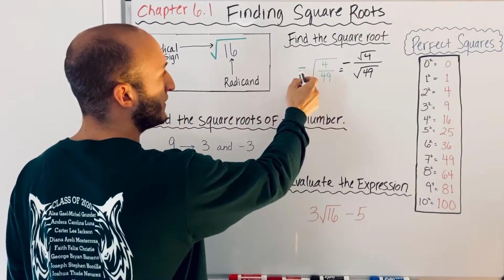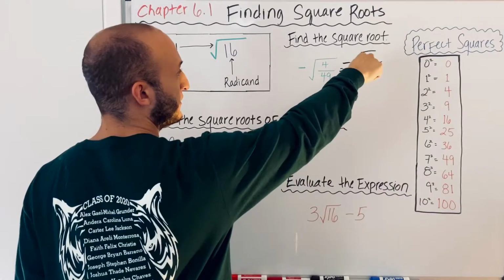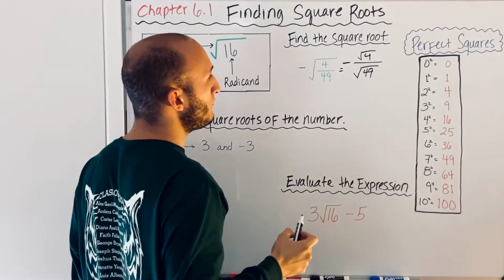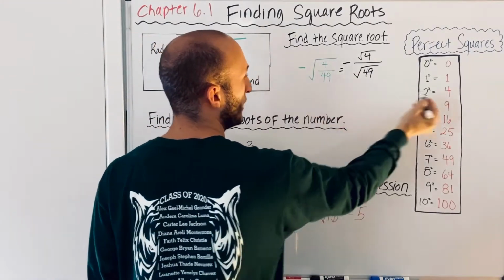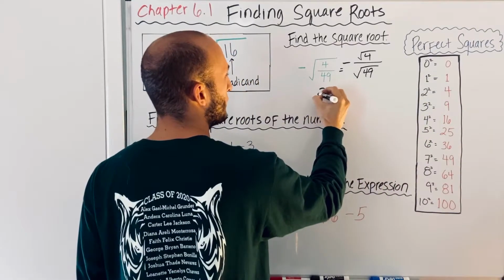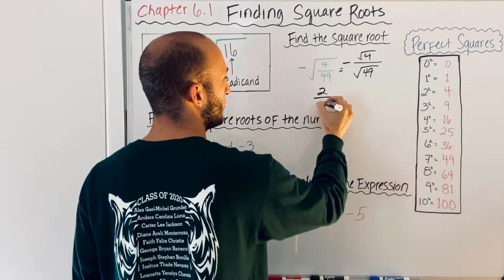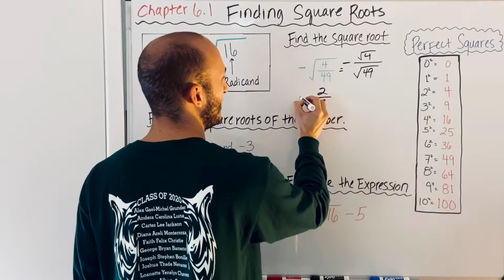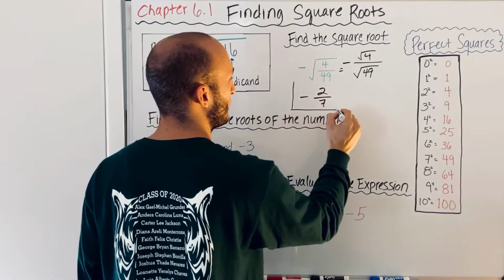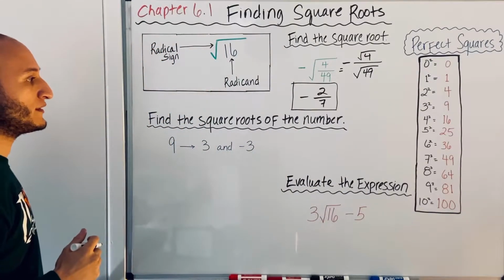Now this negative is hanging outside, so I gotta take the square root of those. So square root of 4 would be 2, right? Square root of 4 would be 2. So square root of 49 would be 7, and that negative is hanging out there. So it multiplies to the number. So my number would be a negative 2 over 7.